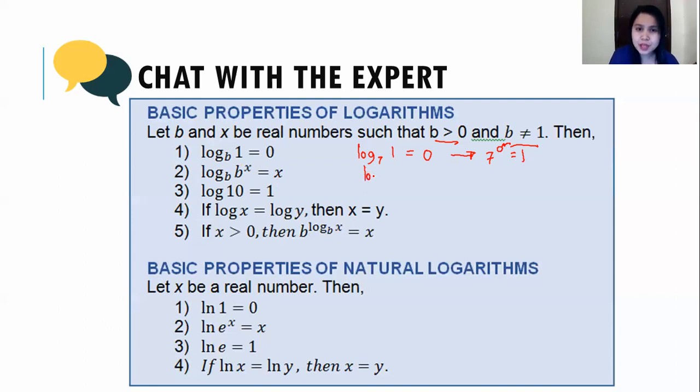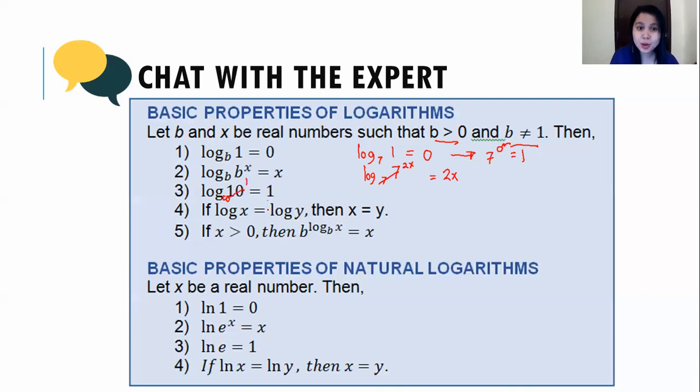The next, log b of b to the power of x is equal to x. Example, log 7 of 7 to the power of 2x. When the base and the anti-logarithm are the same, we cancel them and the answer will be the exponent. The next one, log of 10. Remember here, this is 10 here, that's 10 there, right? The exponent is 1, so we cancel the base and the anti-logarithm.